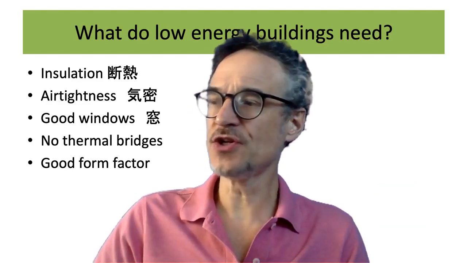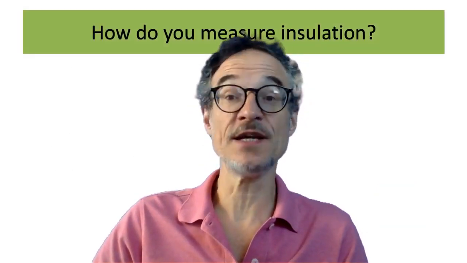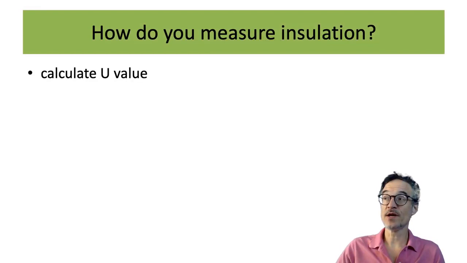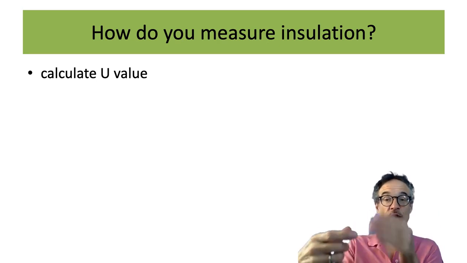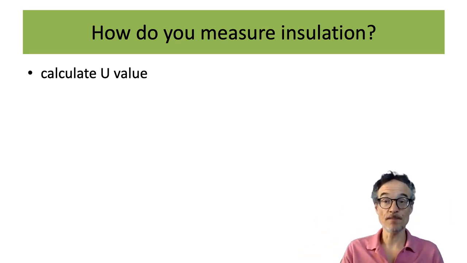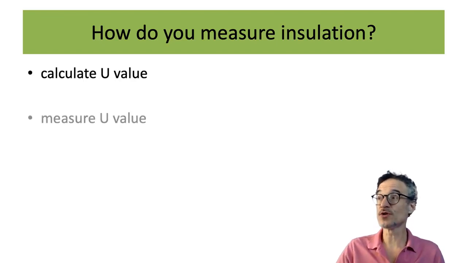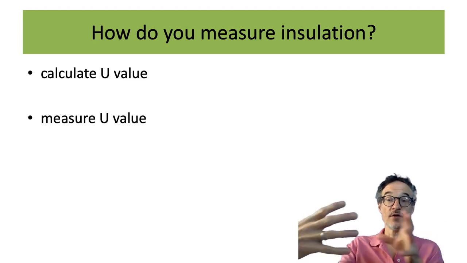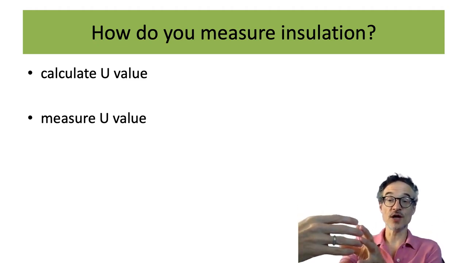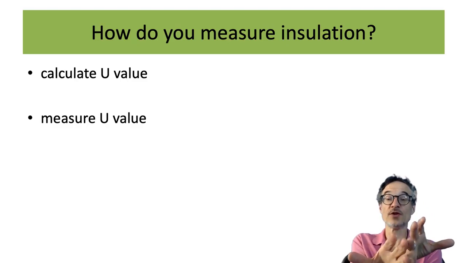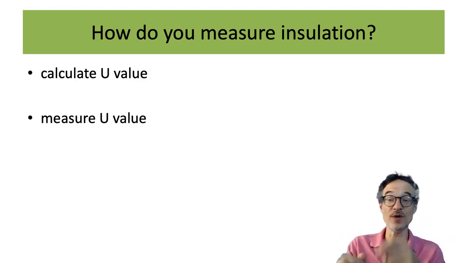So for insulation, we've talked about how we can measure insulation. We can calculate the U value, so we can work out each element that goes into a wall or into a structure. We can work out what the U value is by calculation. You can also measure the U value, so you can make an experiment where you have a hot place on one side of a wall and a cold place on the other, and measure how much heat we're losing.